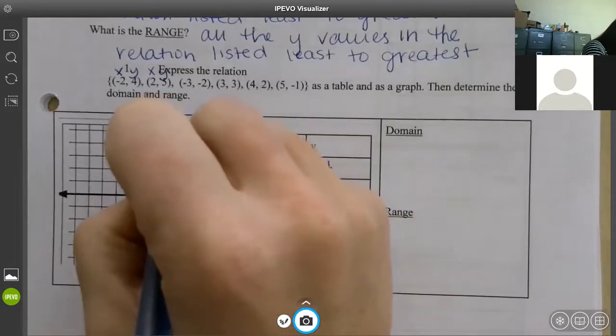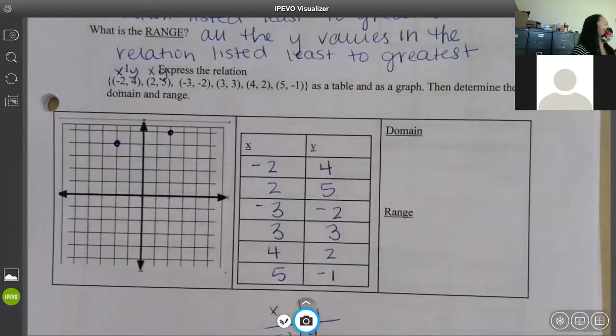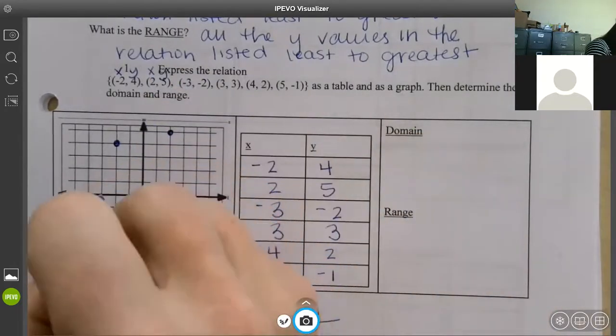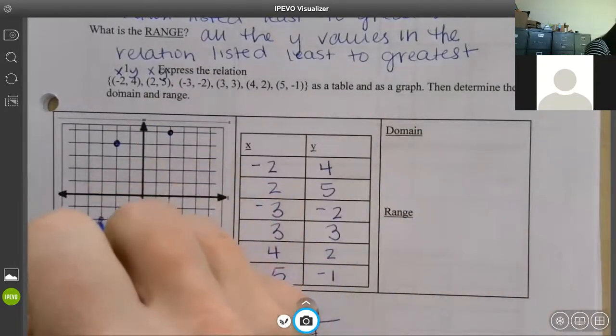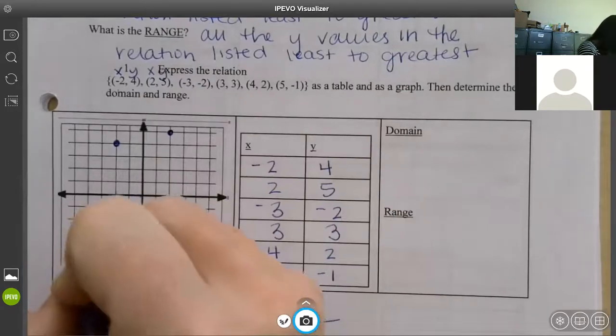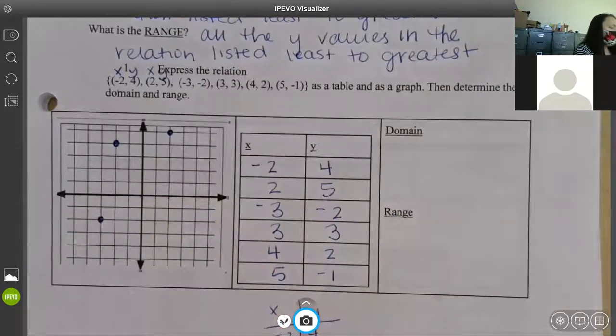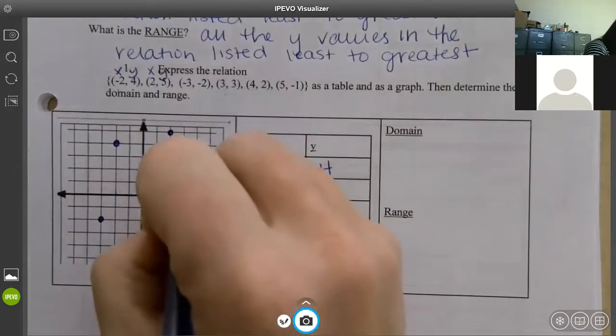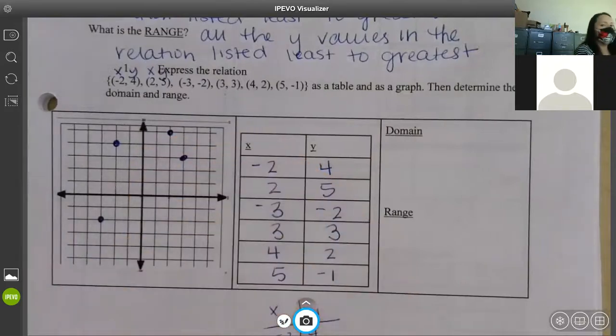Do not connect those dots. We're not trying to connect them, okay? We're just putting dots on paper. We're doing -3, -2. So -3 is to the left and down. So left 3, down 2. The next one is +3, +3. So right 3, up 3.